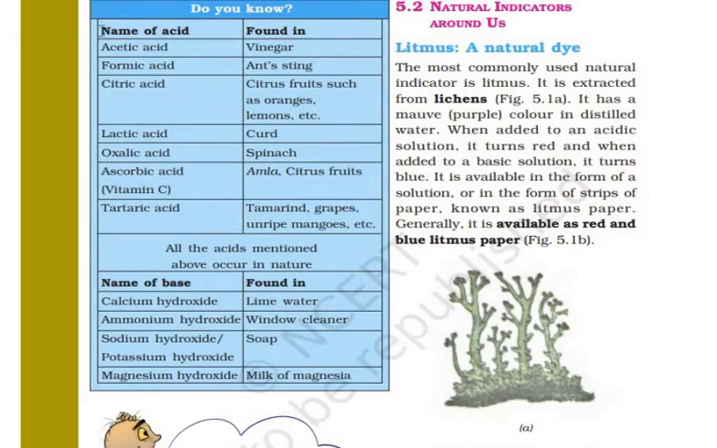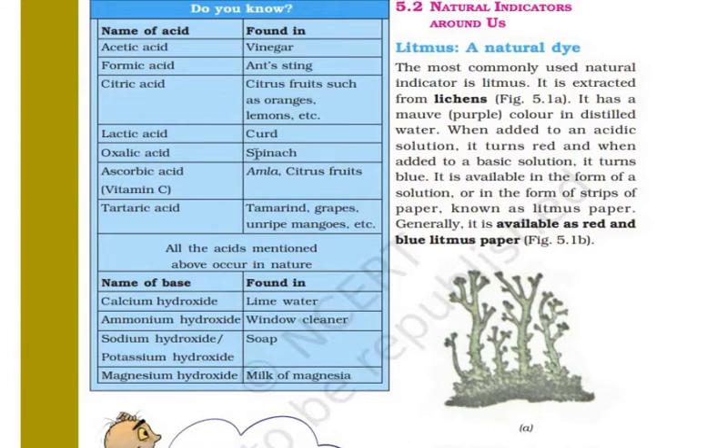Now this table is important because it says which type of acid is found in which type of product, or which type of substance. So acetic acid is found in vinegar. Formic acid is in ant's sting, so we get a burning sensation because of that acid. Citric acid is present in oranges and lemon. Lactic acid is present in curd.